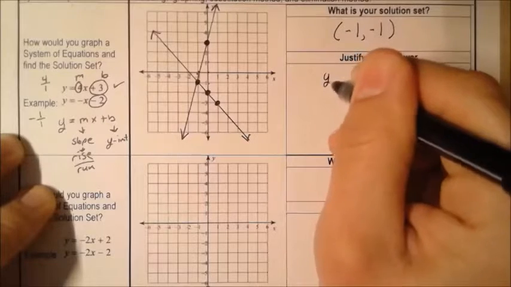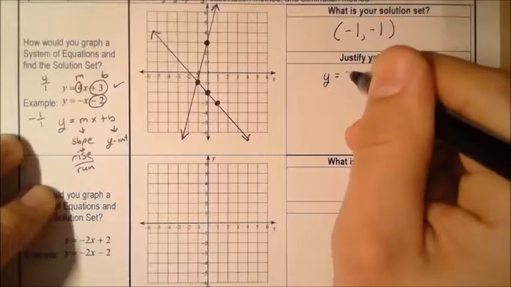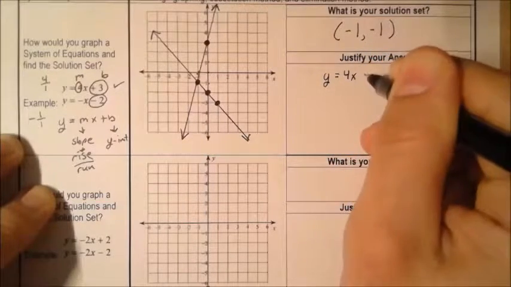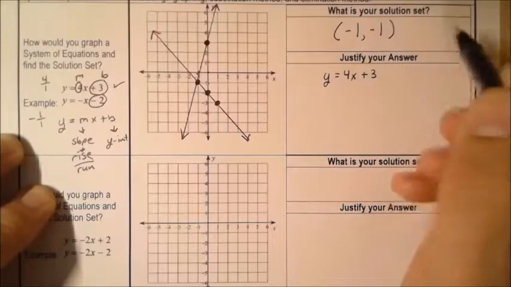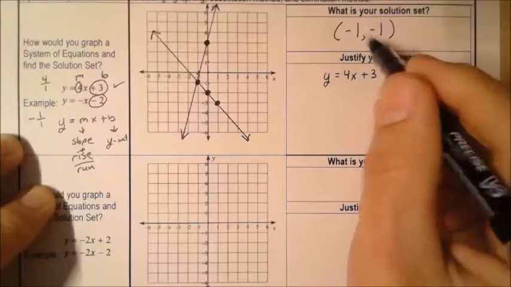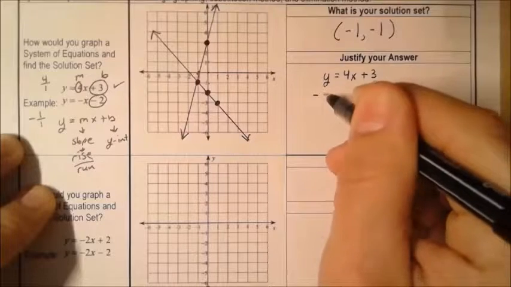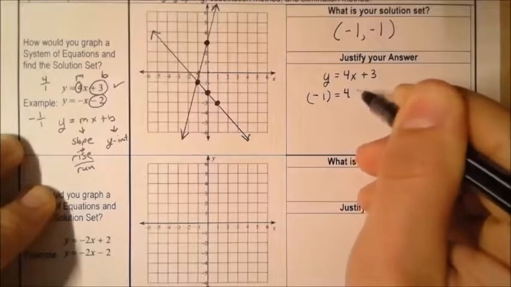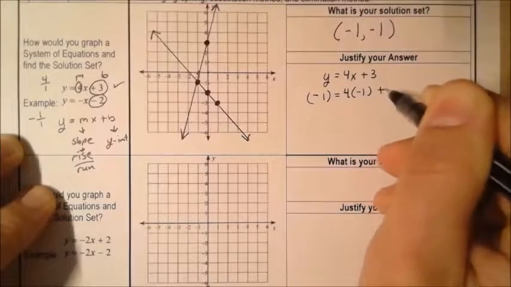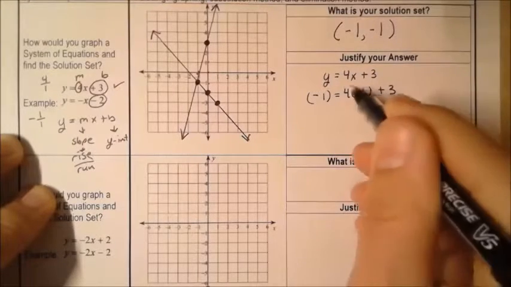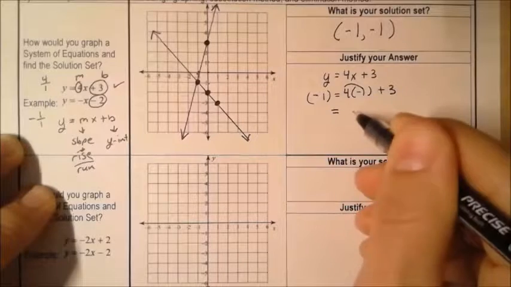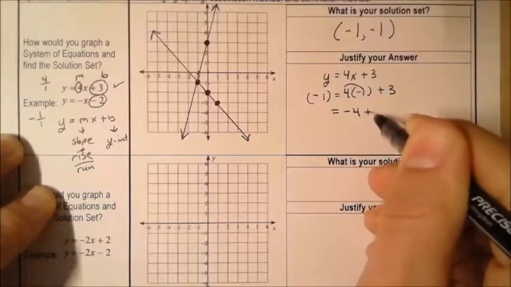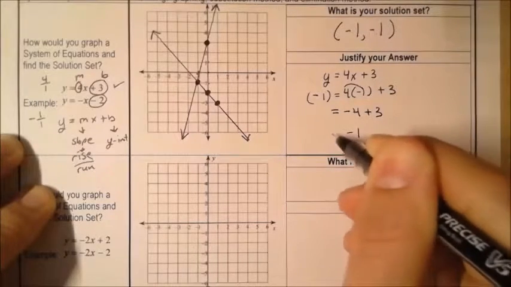So let me show you what I mean. I'm going to say y is equal to 4x plus 3. So if my solution set really is negative 1, negative 1, we should have a true statement. So I'm going to plug in my negative 1 for y, plug in my negative 1 for x, plus 3. I'm going to work this out. So 4 times negative 1 gives me a negative 4, plus 3 gives me a negative 1.